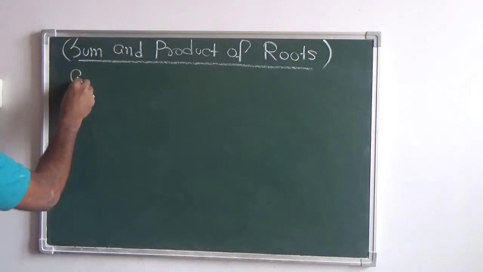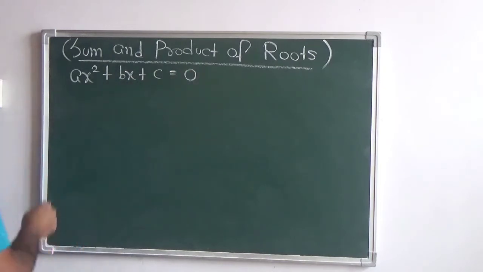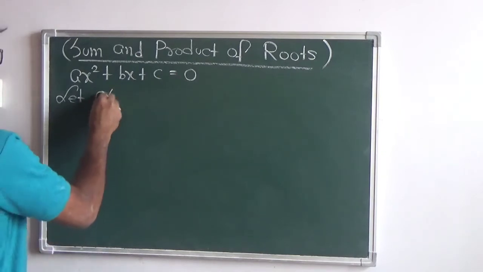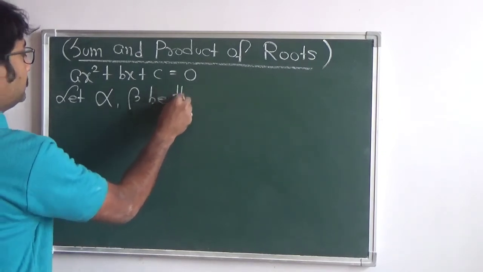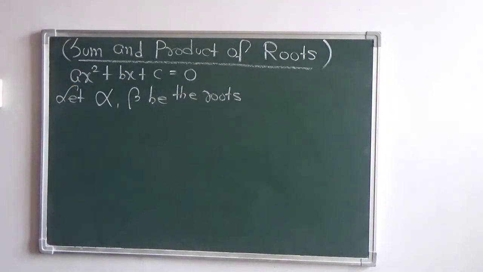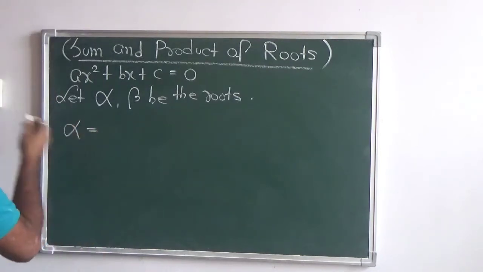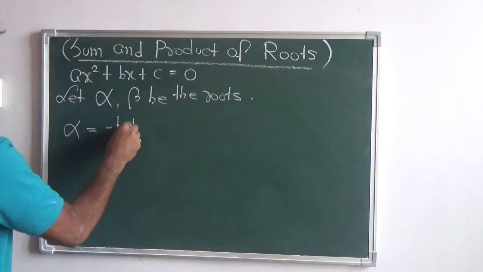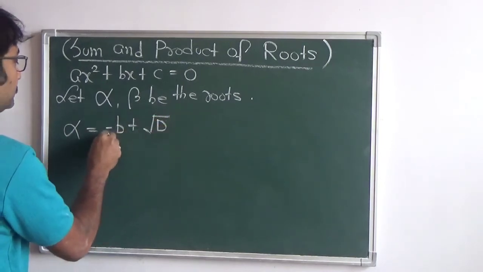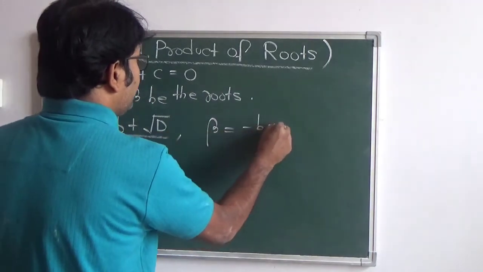Let us take the equation x square plus bx plus c equals to 0 and let alpha and beta be the roots of this equation. Then we know the roots are alpha equals to minus b plus root over d by 2a and beta will be minus b minus root over d by 2a.